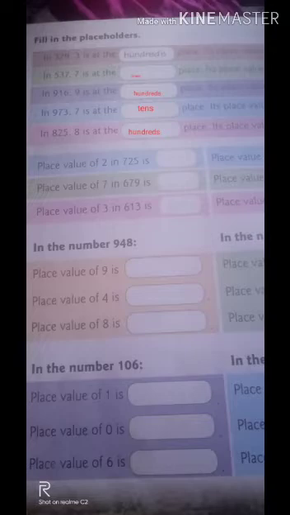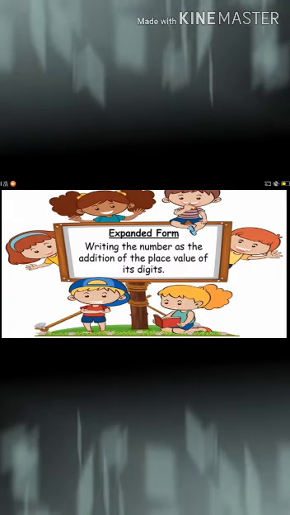Open page number 36 in your mathematics books, and you are seeing the first example, 329, is written. So 3 is at the 100 place. Its place value is 300. Next example 537. 7 is at the ones place and its place value is 7. Third is 916. 9 is at the 100 place, so its place value will be 900. Next question 973. 7 is at the tens place and its place value will be 70. So this way you complete page number 36.